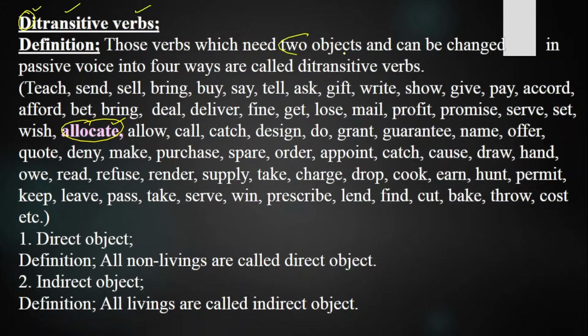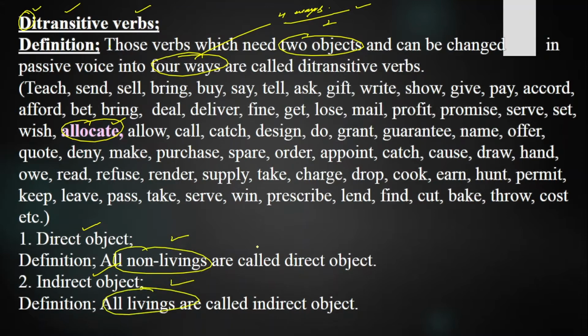So those verbs which need two objects and can be changed into passive voice in four ways. You know there are four ways to change them from active voice into passive voice. That's why we call them ditransitive verbs. Ditransitive verbs need one direct object and one indirect object. Direct object means all non-livings and indirect object means all livings. So whatever non-livings you have will be called direct, and whatever livings you have will be called indirect.